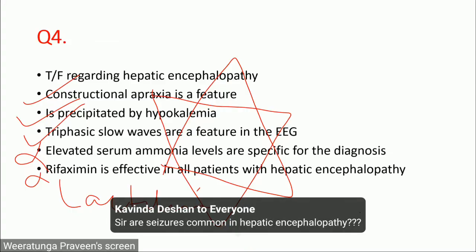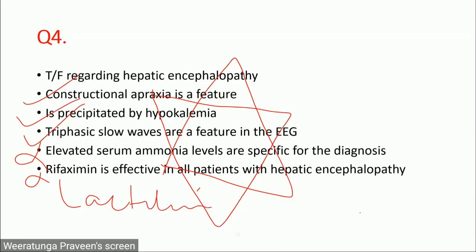Seizures are uncommon. Triphasic slow wave pattern is not specific for hepatic encephalopathy. It is associated, but not specific. Seizures are not common in hepatic encephalopathy.